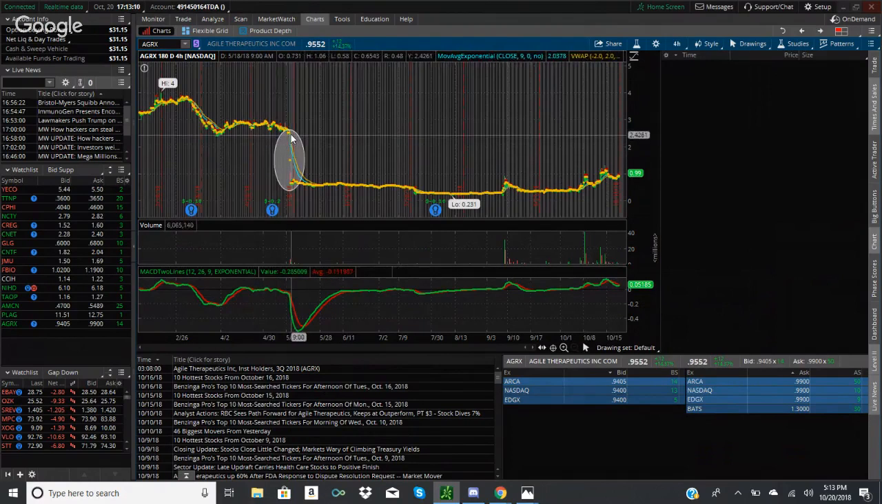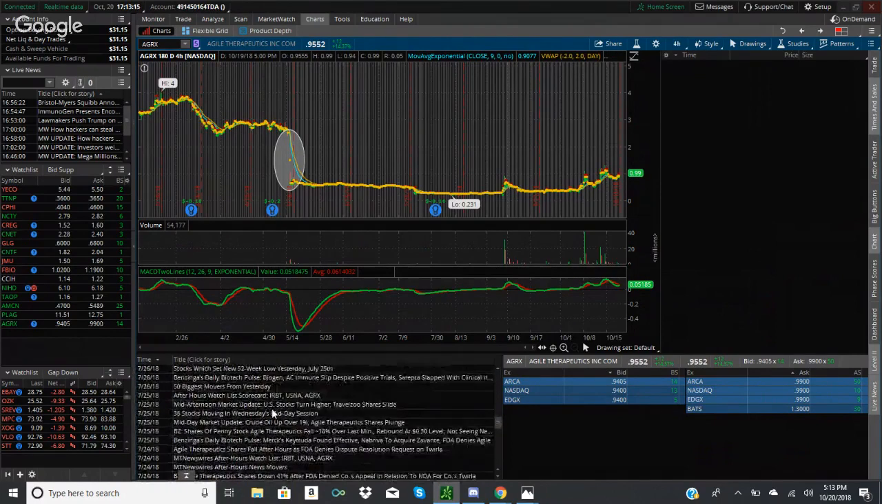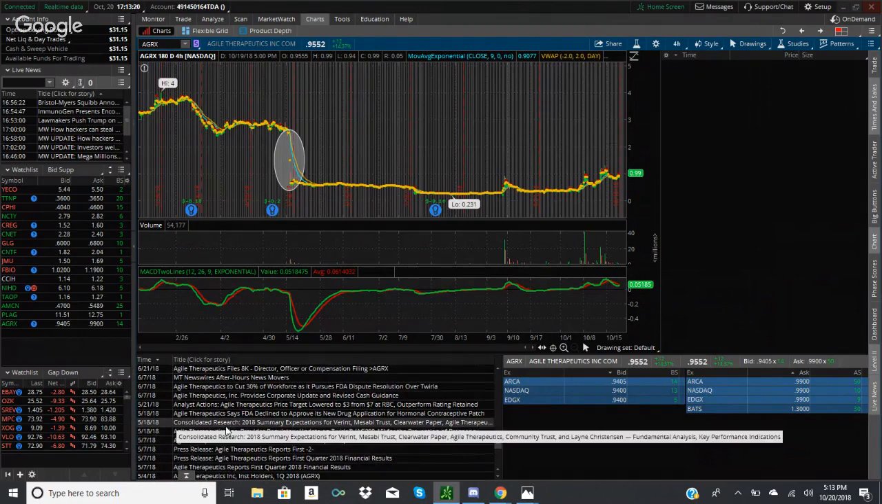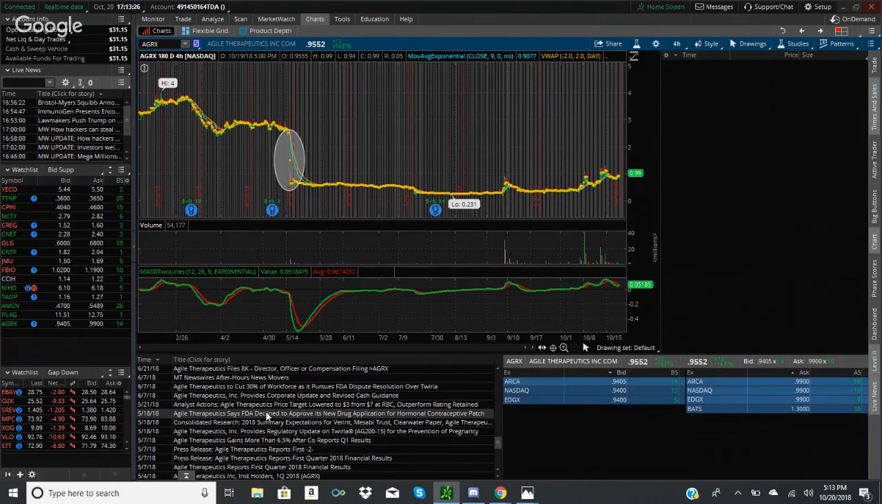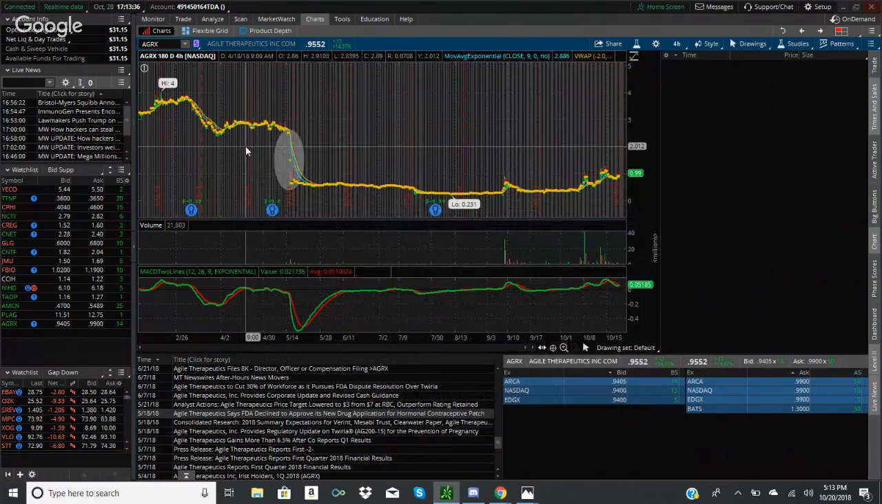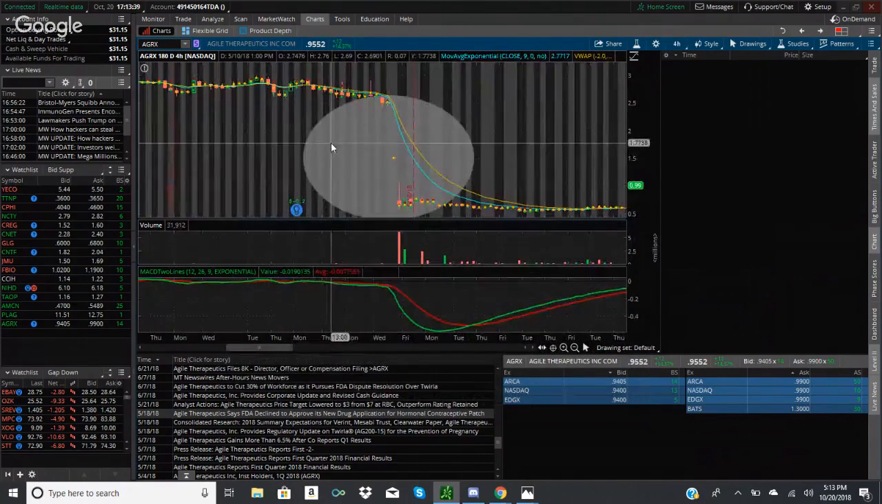But it's where this was the 517. And you get this with good news, you get this with bad news. Or maybe 518. So right here, okay, there it is. AGRX says FDA declined to approve its new drug application for hormonal contraceptive patch. So that's bad news for investors, people that are holding this stock. So what happens whenever you get bad news? It goes down.